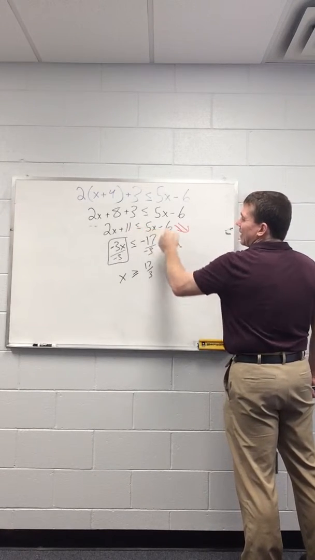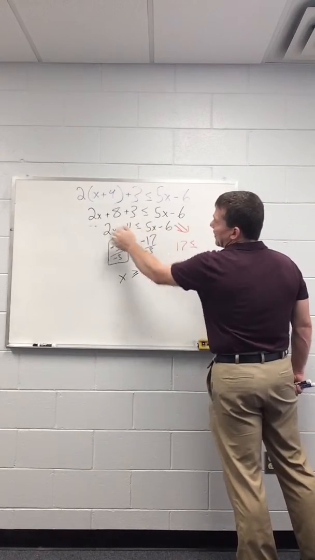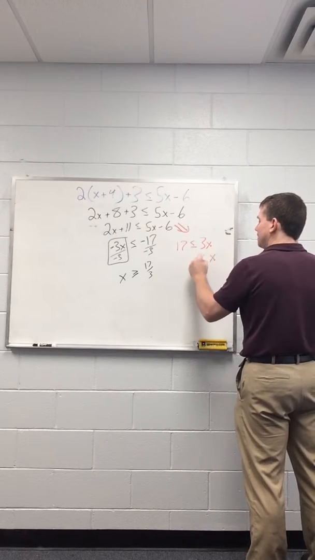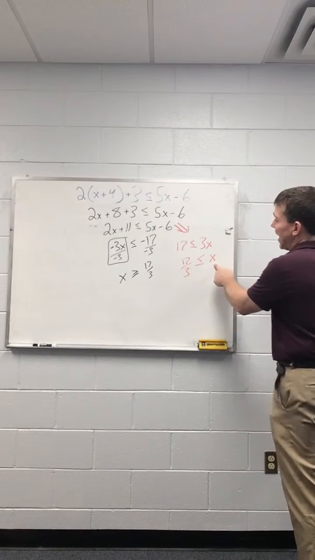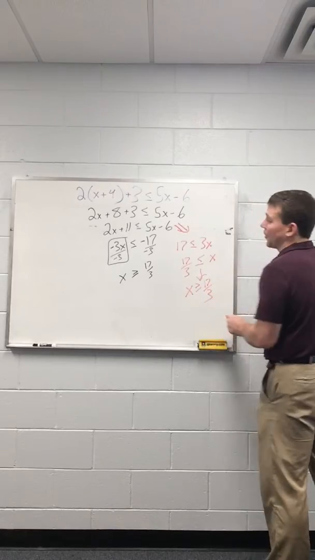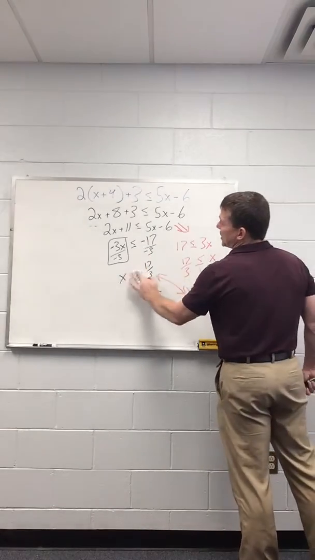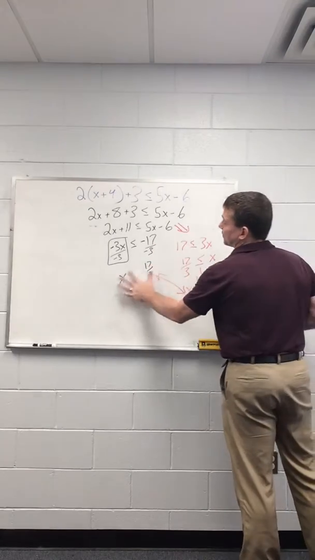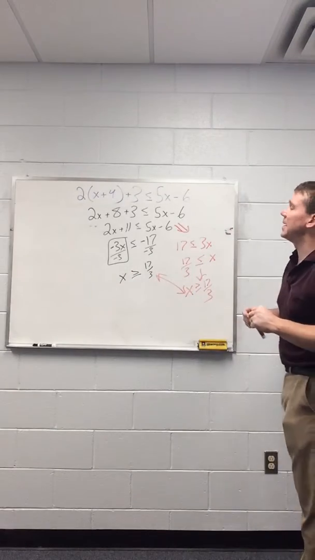So on the left I'll get 11 plus 6, 17, is less than or equal to 5x minus 2x, which is 3x. Then I divide by 3, and I get 17 over 3 is less than or equal to x, which is the same as x is greater than or equal to 17 over 3. So we see here, if I hadn't switched this inequality around and left it like that, those would be different answers. So I have to switch it to keep things the way they're supposed to be.